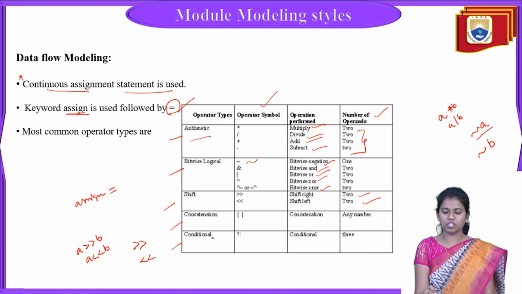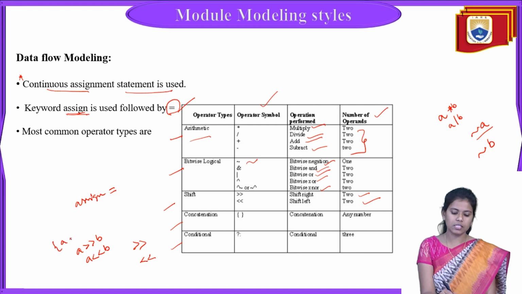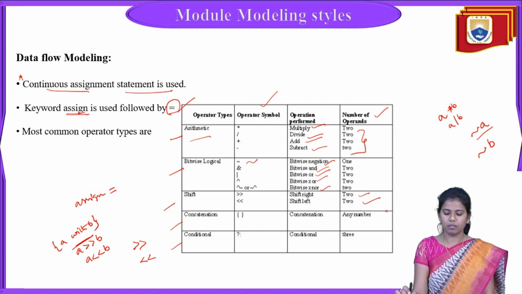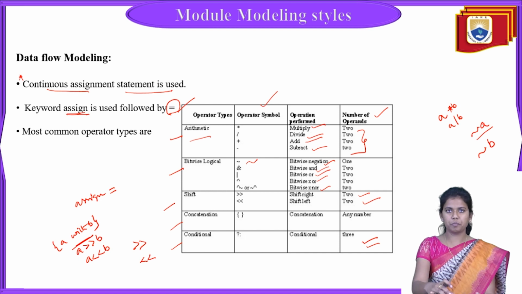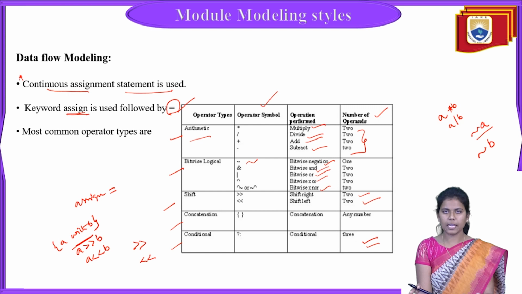And coming to the concatenation, concatenation is nothing but any number of operands in the flower braces, A with B, adding up A with B. And for the conditional, the maximum number of operands to be considered is 3. So in order to write a data flow structure, this is a procedure to be followed, and these are the common operator types and the operands to be considered.